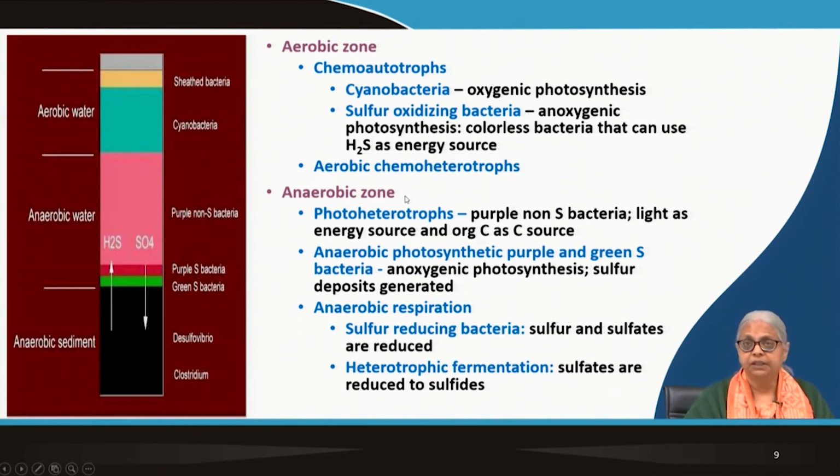Then we have the lower layers of this column. In the lower layers of this column, where oxygen is either completely gone or at very low levels, you can have several other species. So in the anaerobic zone, we have photoheterotrophs. Purple non-sulfur bacteria can exist. Light is the energy source, and organic carbon is the carbon source. Then you also have photosynthetic purple and green sulfur bacteria.